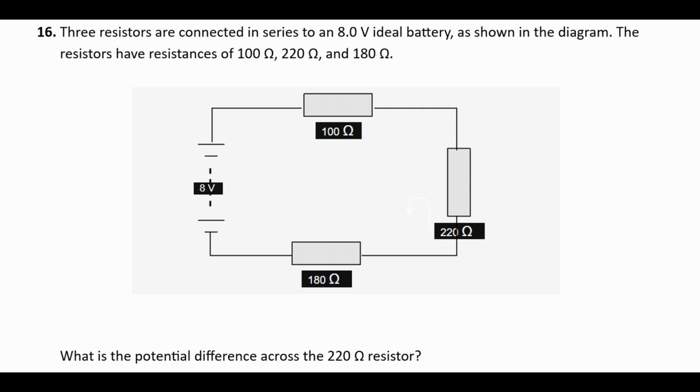Question 16. Three resistors are connected in series to an 8-volt ideal battery, as shown in the diagram. The resistors have resistances of 100 ohms, 220 ohms, and 180 ohms. What is the potential difference across the 220 ohm resistor?